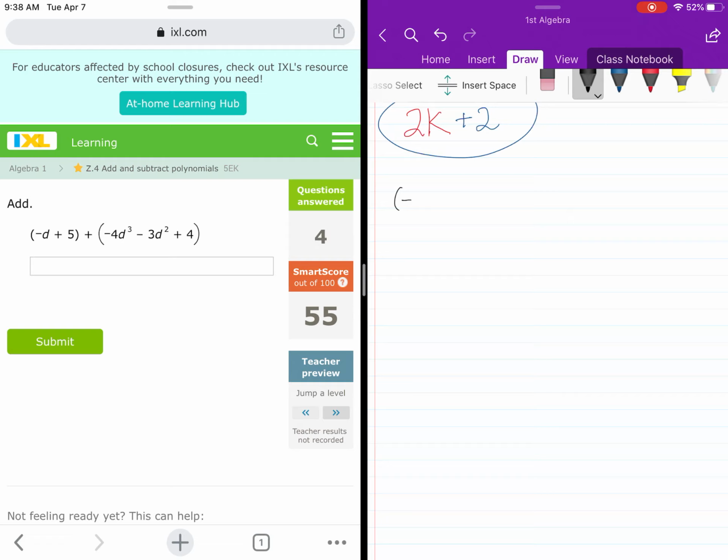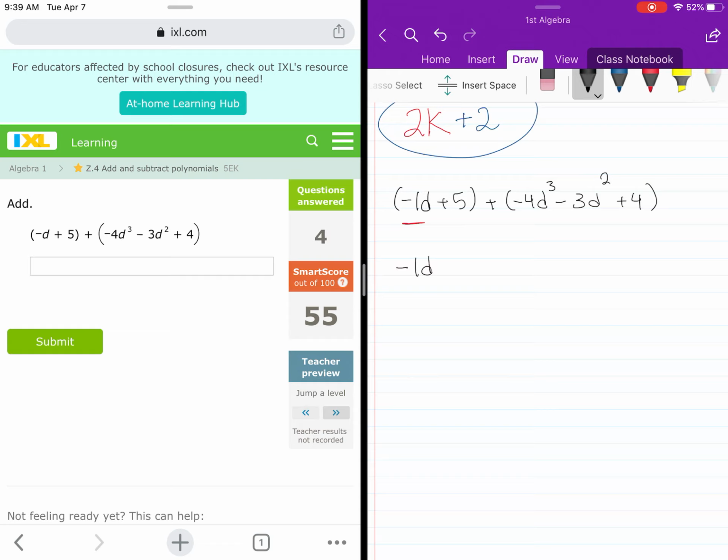I have negative. Now remember that if it doesn't have a number, it has a 1. So if from the beginning you want to place it, I recommend you do so you don't get confused with that. So minus 1d plus 5 plus negative 4d exponent 3 minus 3d exponent 3 plus 4. Okay, so I'm looking at d. There's only one term with a d. There is no other d with no exponent. Oh, I wrote this one wrong. There's a 2 here, not a 3. Okay.